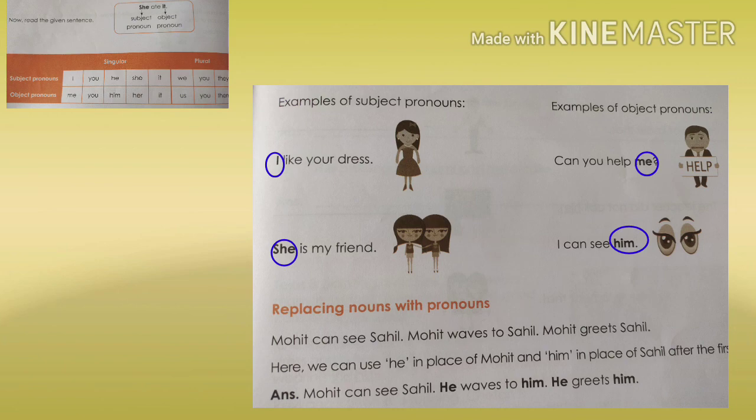Let's see replacing nouns with pronouns. Mohit can see Sahil. Mohit waves to Sahil. Mohit greets Sahil. Here we can use he in place of Mohit and him in place of Sahil after the first time. Like, Mohit can see Sahil, he waves to him, he greets him. I hope you understand this concept. So let's see the next exercise.